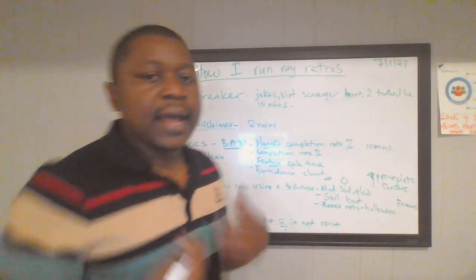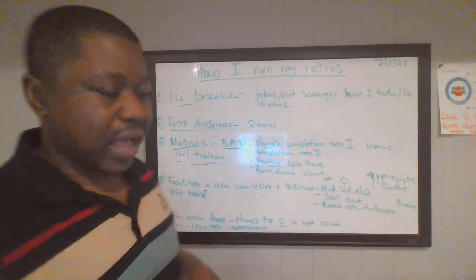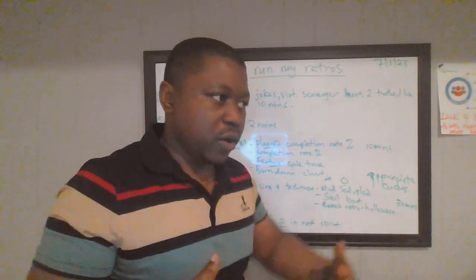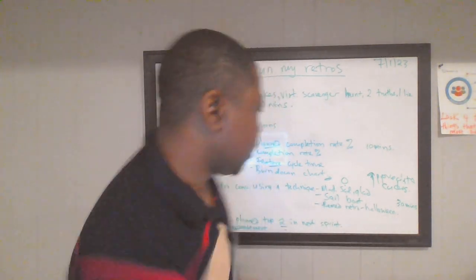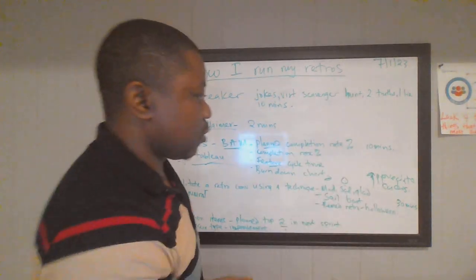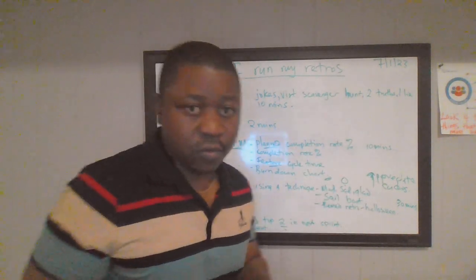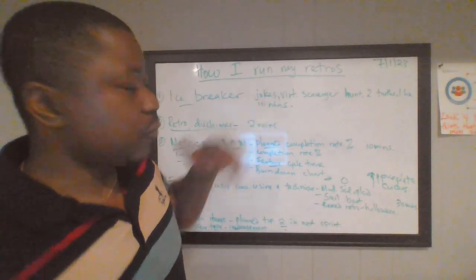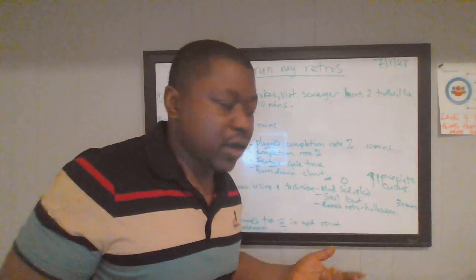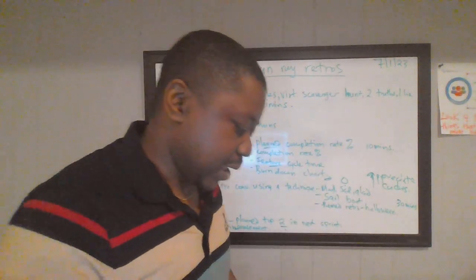So again, how do I run my retrospectives for my teams? I always start with an icebreaker, just to make sure everybody is in a happy mode, to say the least, and engaged and excited to go through this event for close to 50 minutes or an hour. So I start with an icebreaker, which could be a joke. I have this little joke book which I always use, and I can read a joke.